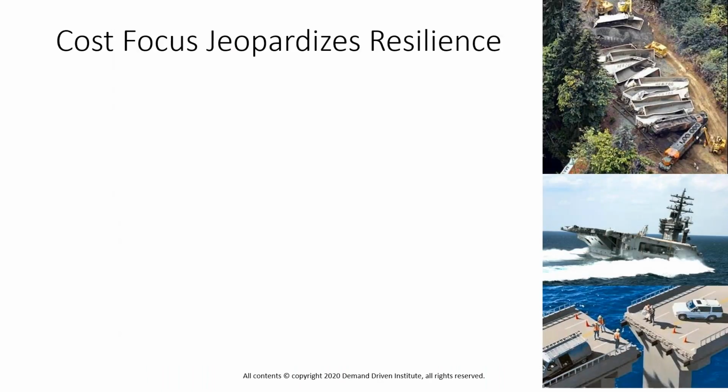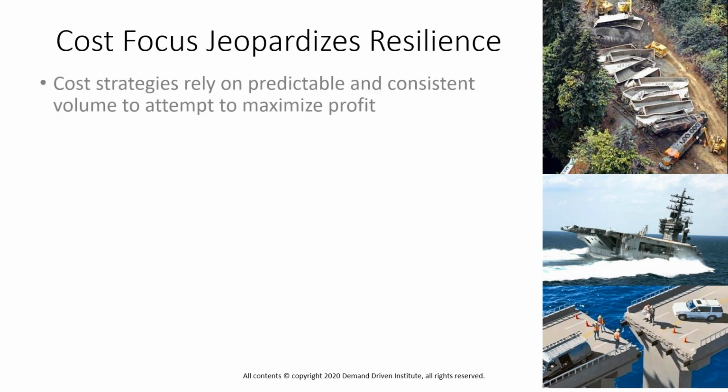So, why is it that cost is such a bad thing? Well, it really jeopardizes resilience. You can see some of the crazy things that happen as we focus on the wrong idea; we can cause really big problems. This whole idea of cost strategy depends on very predictable and consistent volume to attempt to maximize profit, which means that nothing can go wrong. And you can see in these pictures here, there's lots of stuff going wrong.